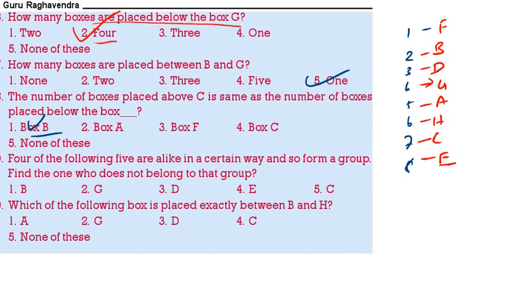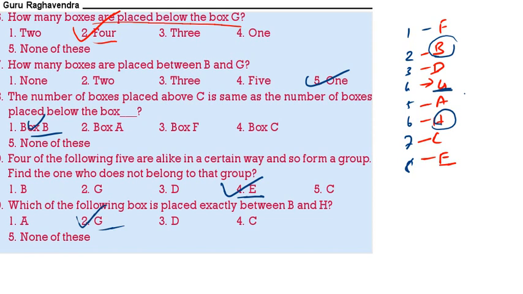Then 4 of the following 5 are alike in certain way and hence form a group. Which is the one that does not? B, G, D, E, C. Only E is at the bottom. Remaining are not in the corners. They are in the middle. Which of the boxes is there between B and H? Between B and H exactly we are having G. G is the correct answer.